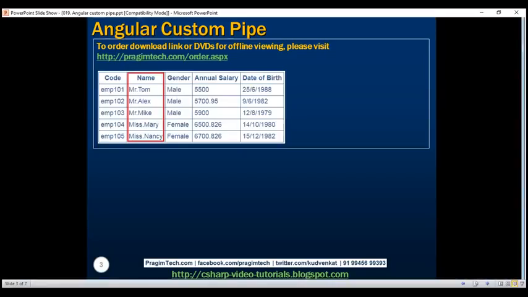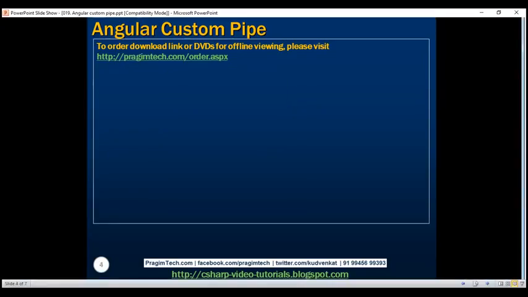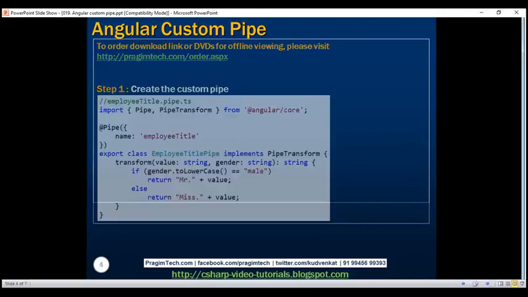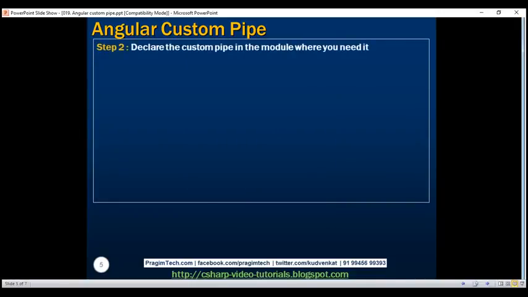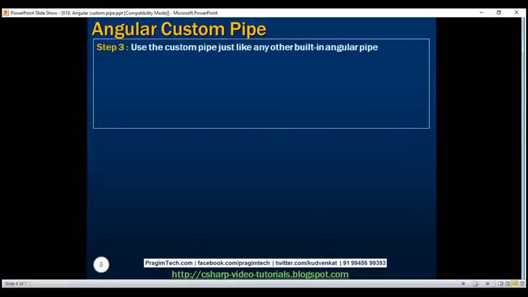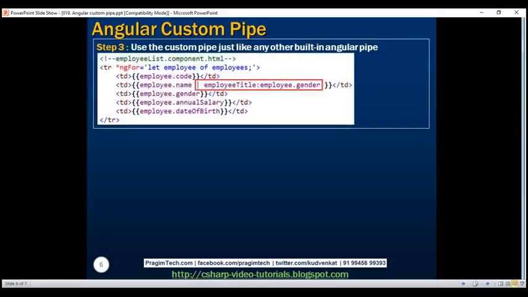So there are three simple steps to create and use a custom pipe. The first step is to create the custom pipe itself. Here is the code for creating our custom pipe, EmployeeTitlePipe. The second step is to declare the custom pipe in the module where we need it. And the final step is to use the custom pipe just like any other built-in Angular pipe. To use a pipe, we use the pipe character, followed by the name of the pipe, colon, and then any parameters that we may want to pass to that pipe.